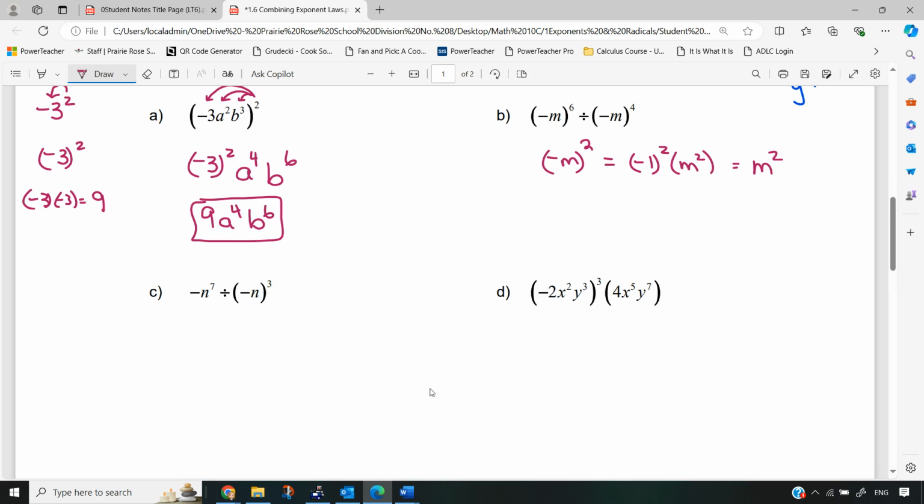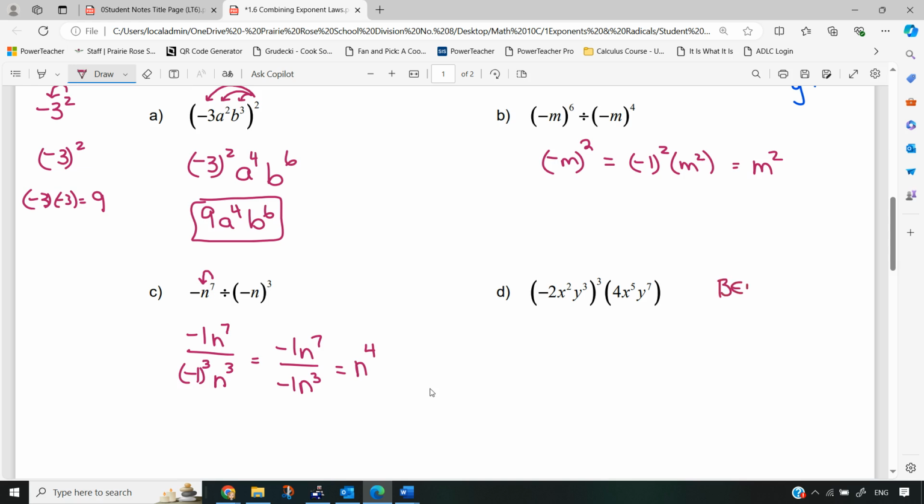So here I have -n to the 7th divided by (-n) in brackets cubed. Because there's no brackets, that means the 7 only applies to the n. So that's like -1 times n to the 7th divided by (-1) cubed times n cubed. So that gives me -1 n to the 7th. And on the bottom, (-1) cubed is still -1, and then I've got n cubed. Well, -1 divided by -1 cancels out, that's just 1. And n to the 7th divided by n cubed is n to the 7 minus 3, which is n to the 4th.